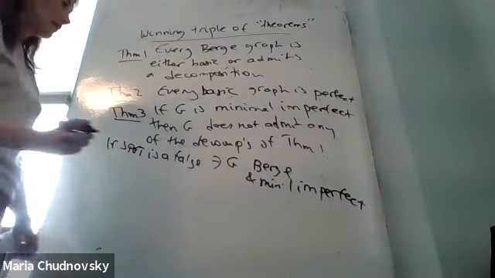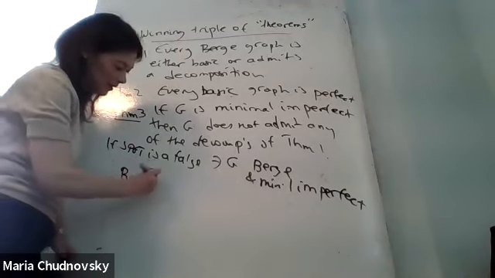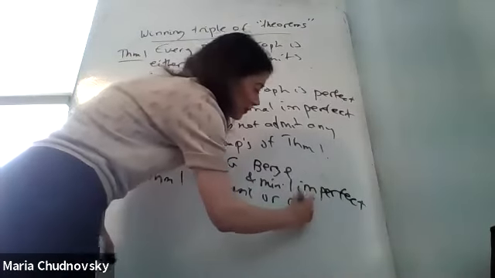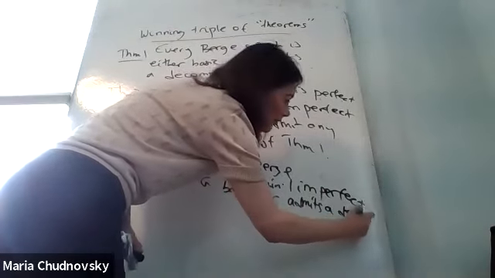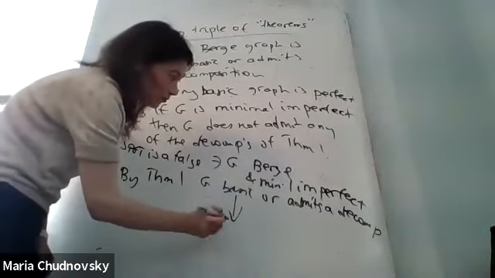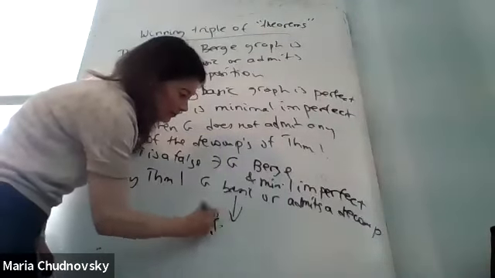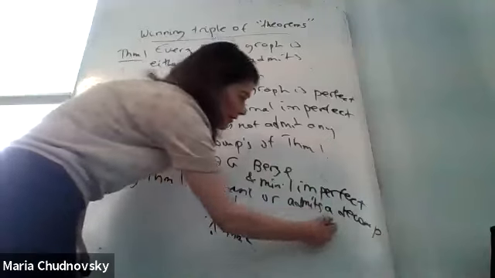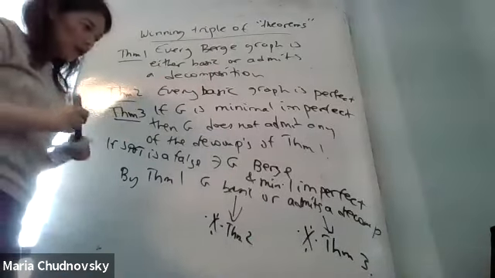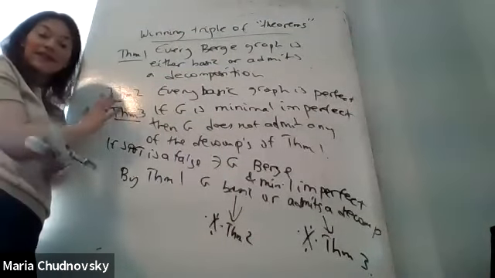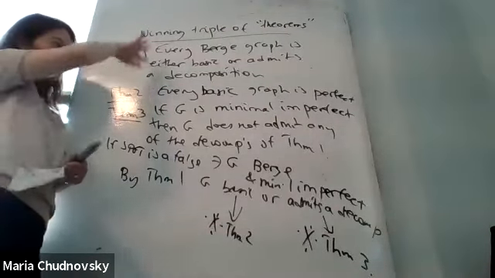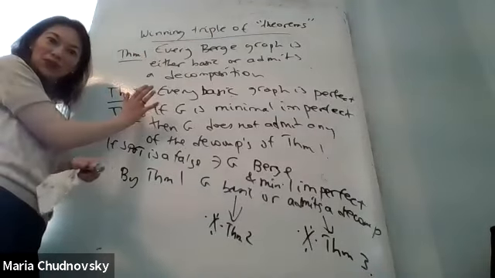But then by theorem one, G is basic or admits a decomposition. In this case, we get a contradiction to theorem two. In this case, we get a contradiction to theorem three. So this is a nice idea, right? Because it doesn't tell you what you need to prove. You don't need to guess what you need to prove. You just need to prove something that you can fit into this model.